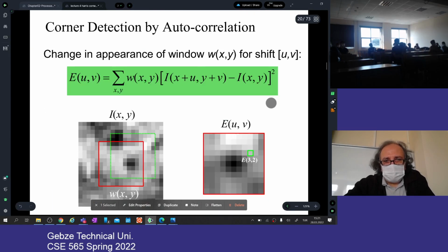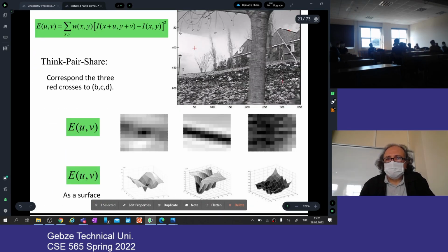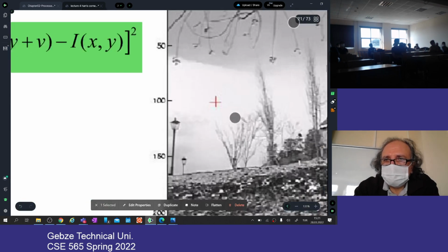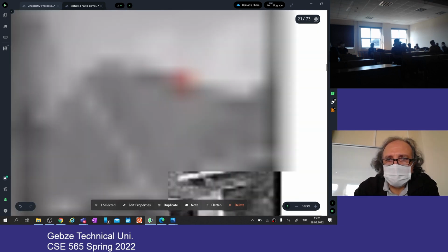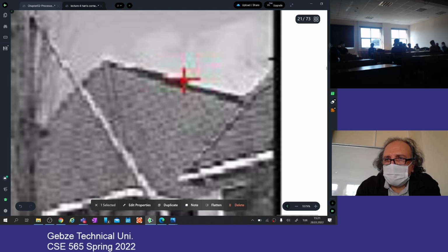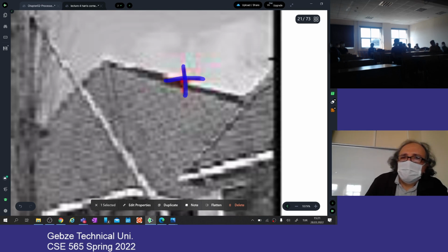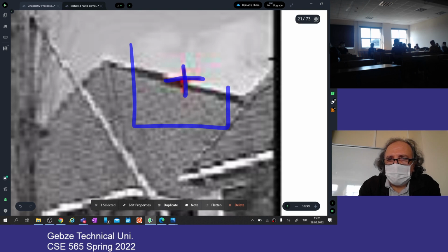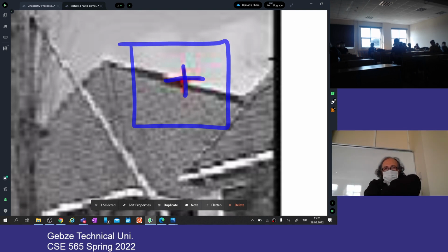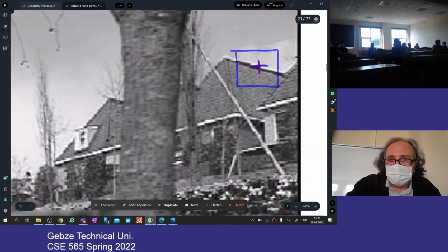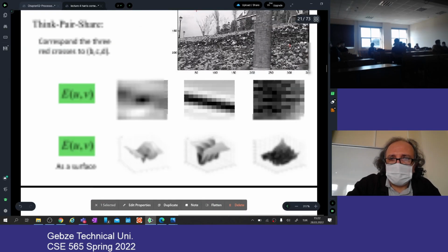Let's look at some other examples. Let's look at this point. Let me mark it with blue. What kind of EUV window would you get for this region? Let's say this is again 11 by 11. At the center it will be 0 again. It will be something like this.